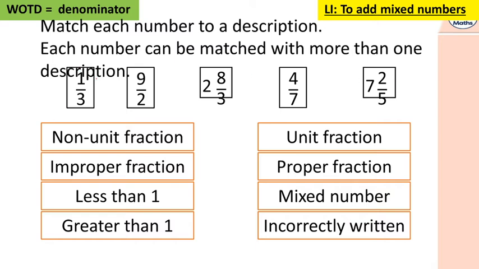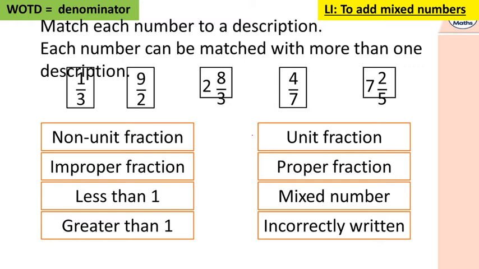Well, we can pause the video and do it for all of those, but we have non-unit fraction. Remember, if the numerator is not a 1, then it is a non-unit fraction. We have an improper fraction where the numerator is bigger than the denominator, less than 1, greater than 1. Unit fraction where the numerator equals 1. Proper fraction where the numerator is less than the denominator. Mixed number where you've got your whole and your fraction together. And incorrectly written is something that shouldn't be written that way. So pause the video and see which descriptions you match up with these. And remember, it can be more than one.